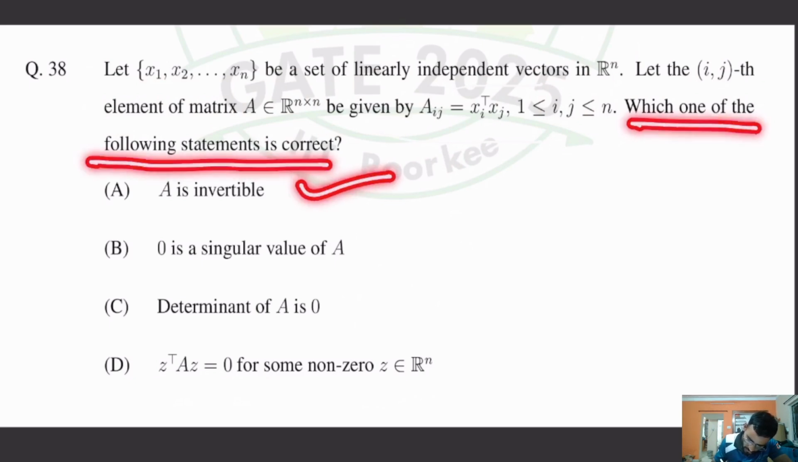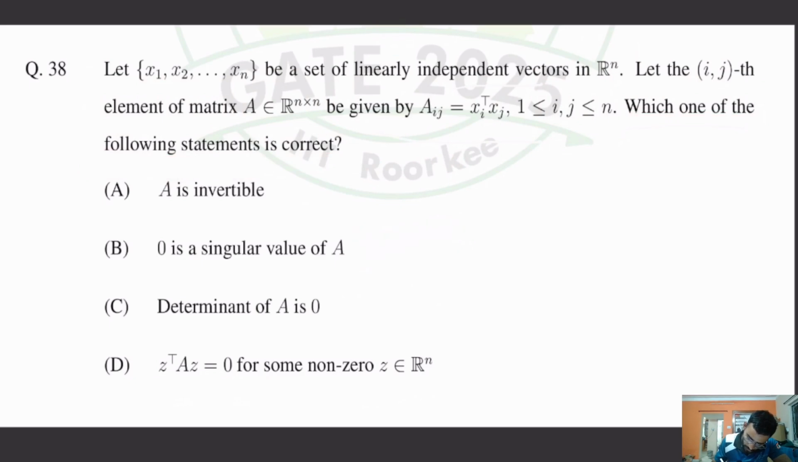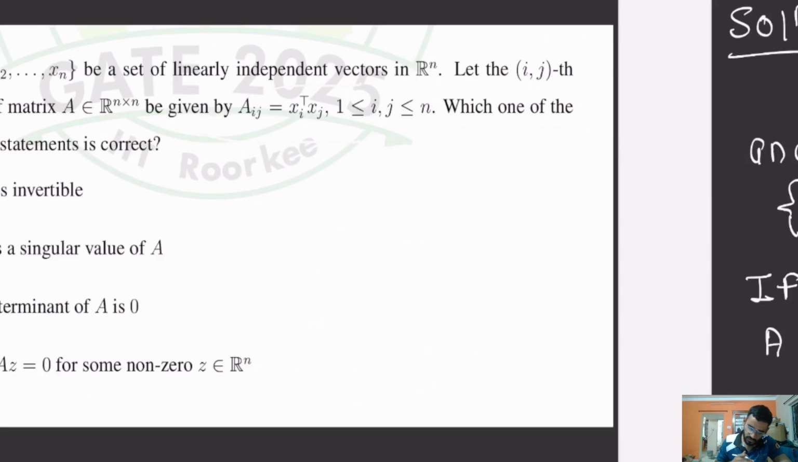A is invertible; 0 is a singular value of A; determinant of A is 0; and Z transpose Z is equal to 0 for some non-zero Z which belongs to Rn. Okay, so let's move on to the solution.